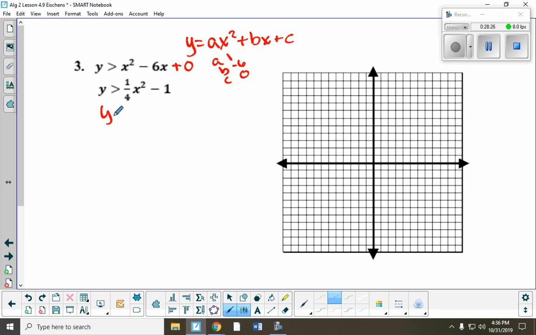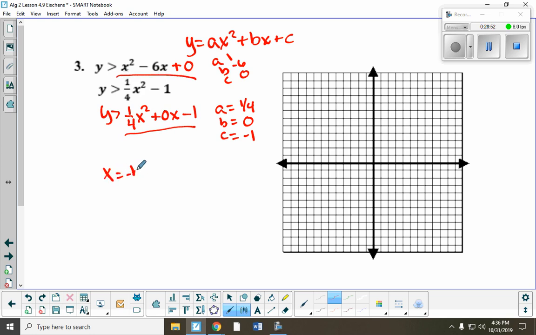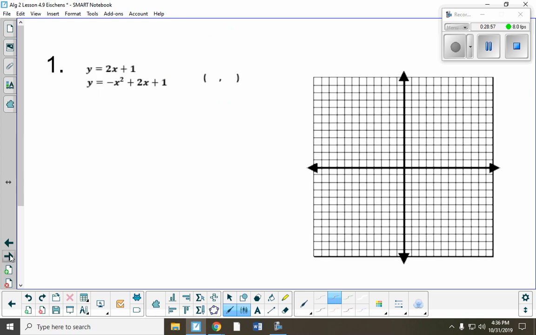This next one, you don't have a plain x term, so write 0x minus 1. So here, your A, B, C would be 1/4, your B is 0, and your C is negative 1. So now you can work with these, you can graph these two equations. So for both of them, do x equals negative b over 2a. And then on the last one I want to talk about, we'll do number 1 together, actually.